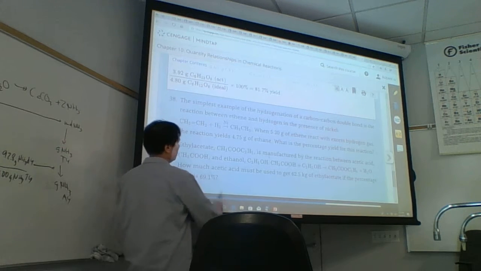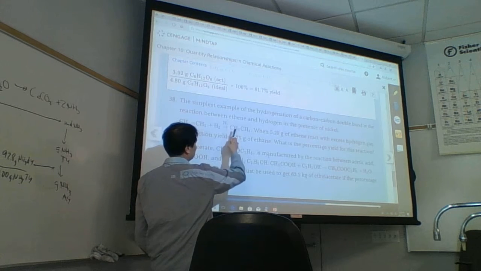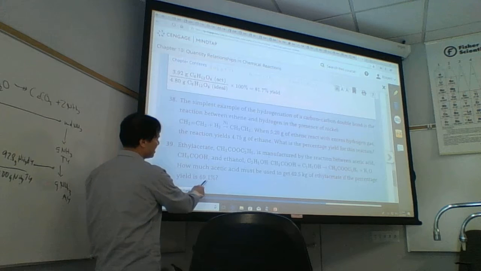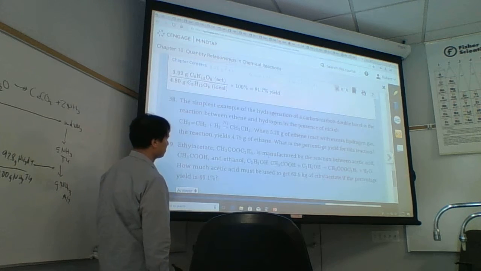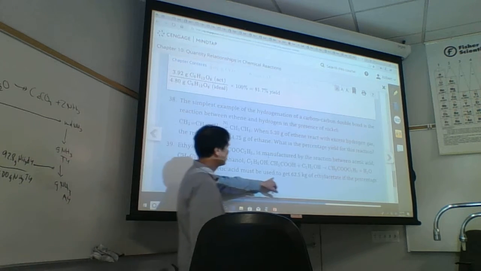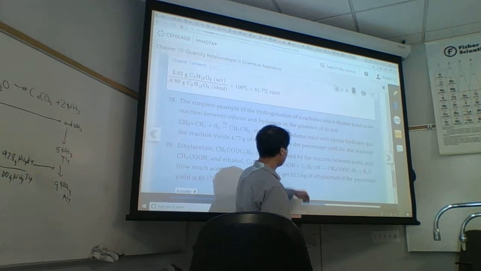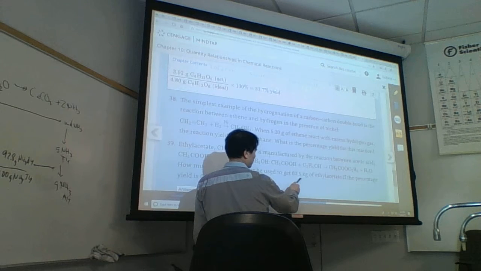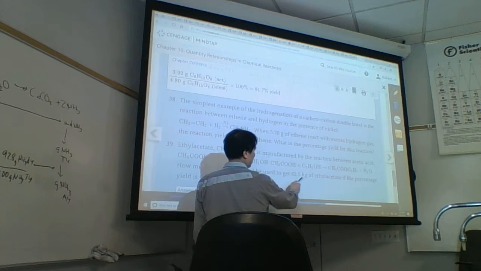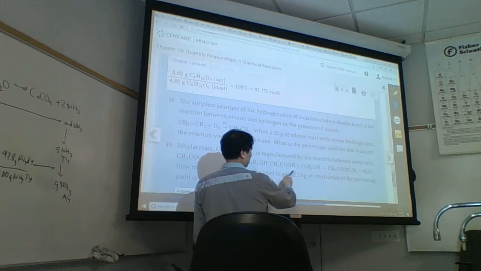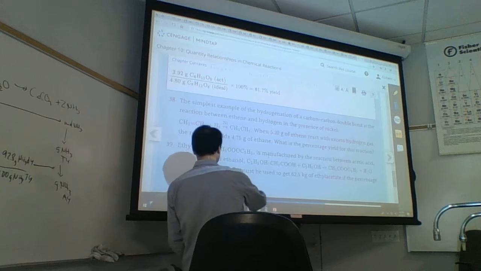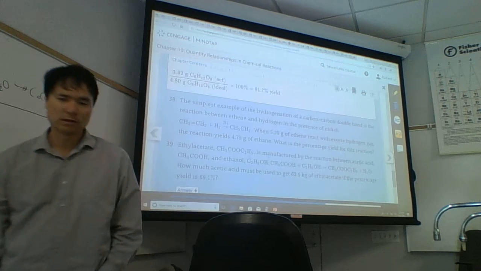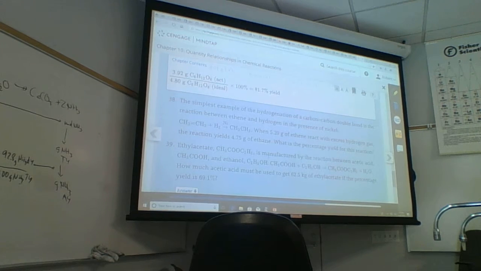Okay, so another determining the percent yield. Here we're going to use the percent yield. So this has a percent yield of 69.1%. How much acetic acid must be used to get 62.5 kilograms of ethyl acetate? And so this is what we want, actual yield. And so we're going to go from actual yield to theoretical yield. From theoretical yield, we're going to use stoichiometry to figure out how much acetic acid must have been used for the reaction.